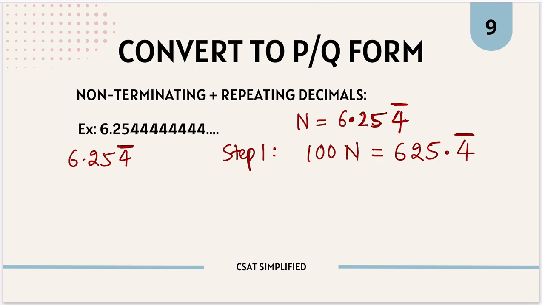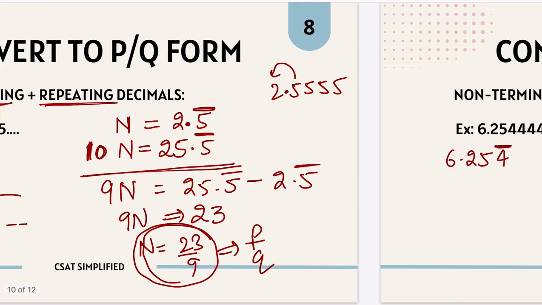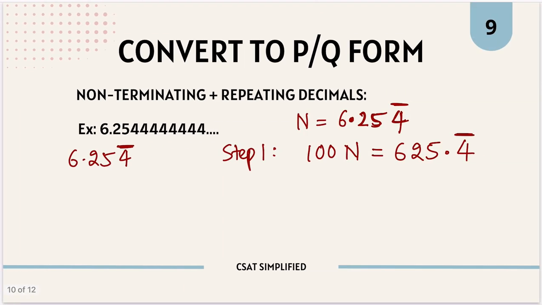Why is there an additional step here? The additional step in this method is because, earlier, the repeating number was the only thing on the right side of the decimal. But in this case, we have non-repeating numbers also on the right side. We want to bring them first on the left side. Now step 2 will be to bring one of the 4s on the left side.